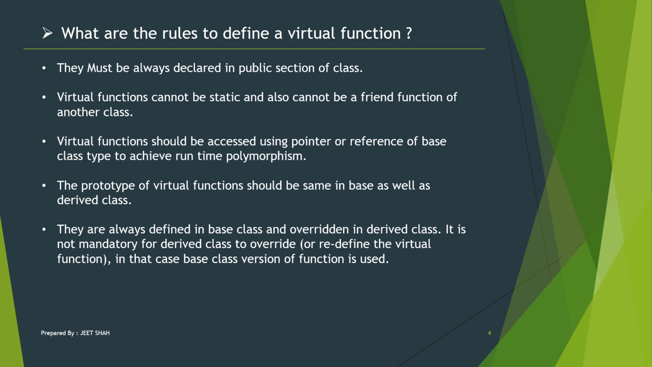So we move on. The prototype of virtual functions should be the same in base as well as derived class. It says that the prototype of the virtual function of base class and derived class should be the same. Next, they are always defined in base class and overridden in derived class. It means that first the virtual function is created in base class and then it is overridden in the derived class. Now we jump onto the program of virtual function.